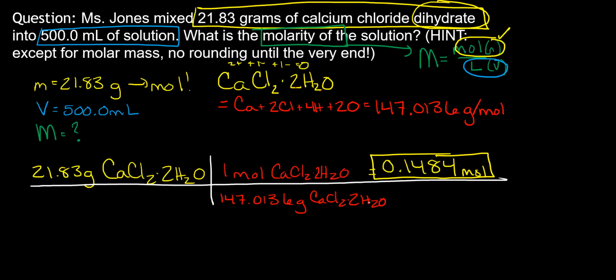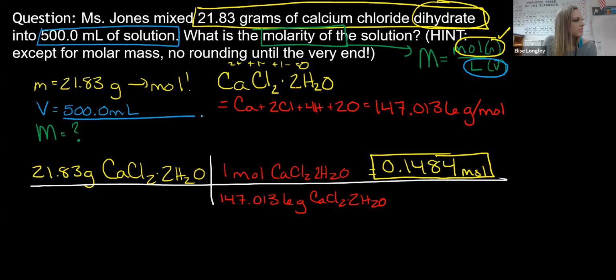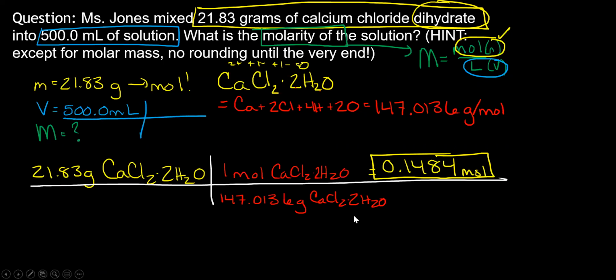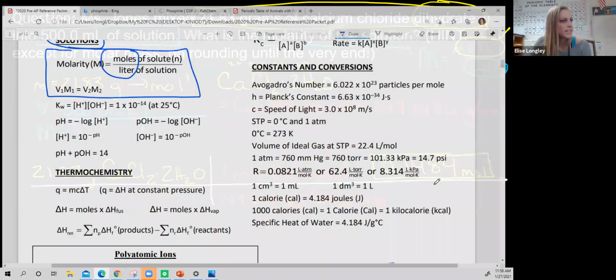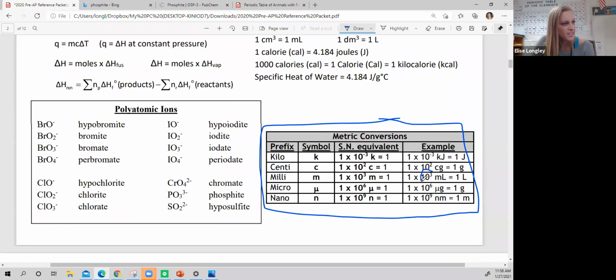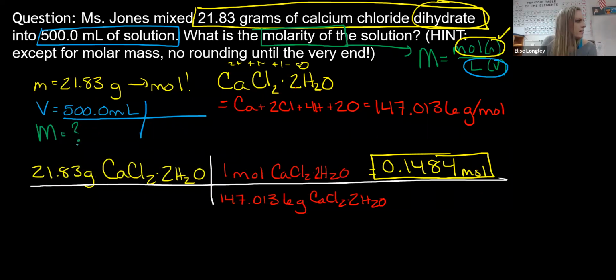We need to get the liters. So we have 500 milliliters. If we're going to convert that, remember when I told you guys you will need your formula sheet? If you don't have this memorized, you can look right down here and see that 10 to the third milliliters is equal to 1 liter. That's the idea: 10 to the third milliliters is equal to 1 liter.